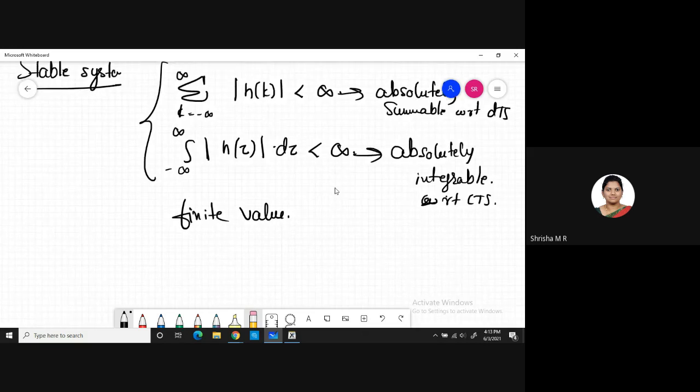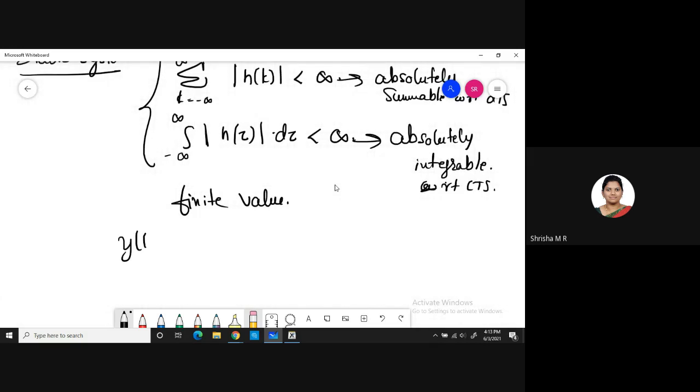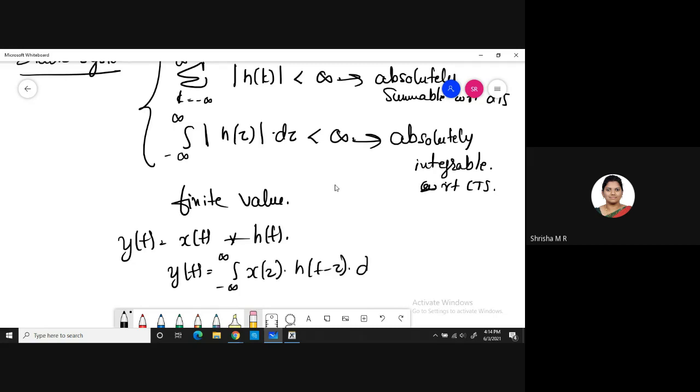Clear? So y of t is equal to x of t convolved with h of t. So how do we write it? y of t is equal to integral minus infinity to infinity x of tau into h of t minus tau into d tau. We can also write, it's commutative, right? Integral minus infinity to infinity h of tau into x of t minus tau into d tau, from the commutative property.